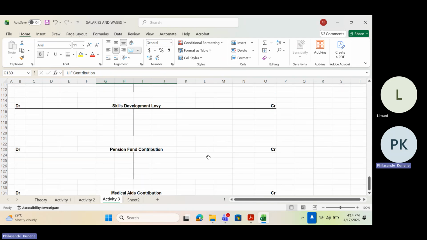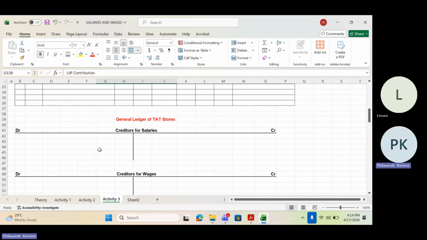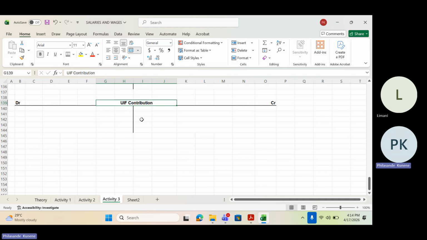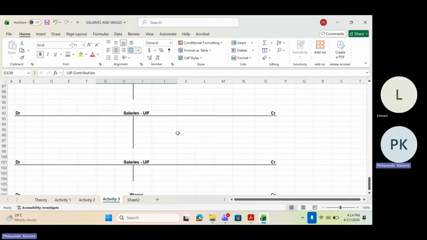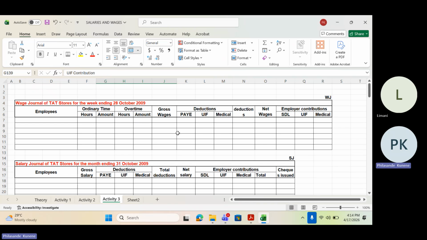So can you see how many general ledgers that we're going to do? All of these, starting from creditor for salaries up until the UIF contribution. These are the general ledgers that we are going to do with you. Is this what you're going to write on Monday, ne?